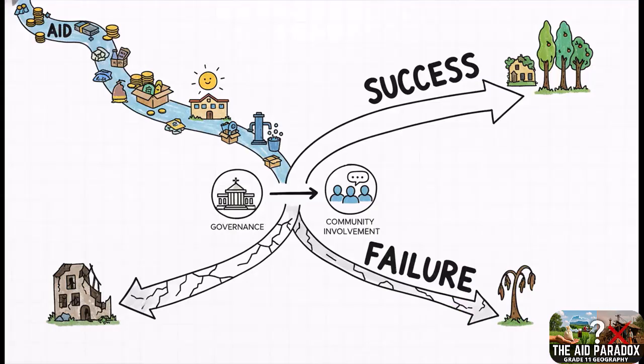And that really brings us to the core idea, the paradox of aid. It has the power to do incredible good, but it also has the power to do real harm. And the deciding factor often isn't the money itself. It's all about the context. It's about how it's given, who it's given to, and how it's used. The success stories almost always involve good local leadership and aid that actually listens to the needs of the community.